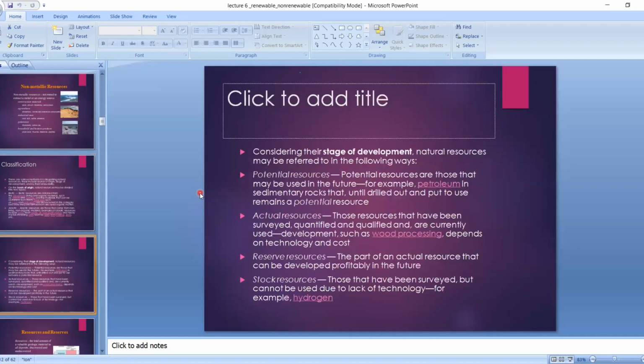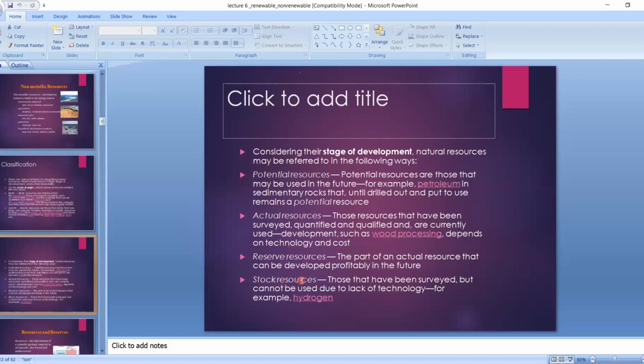Now we have to discuss the stage of development. We will be classifying the natural resources considering their stage of development. And there are four types of resources we have on Earth: potential resource, actual resource, reserve resources, and stock resources.